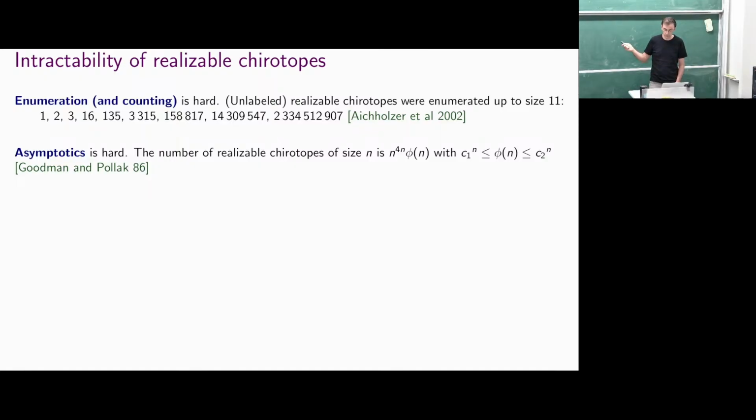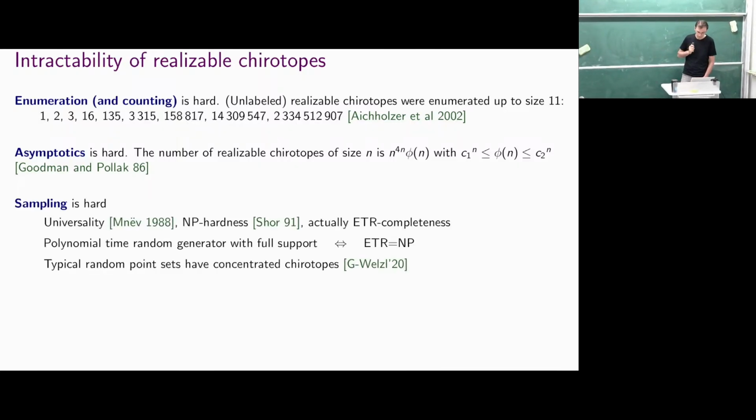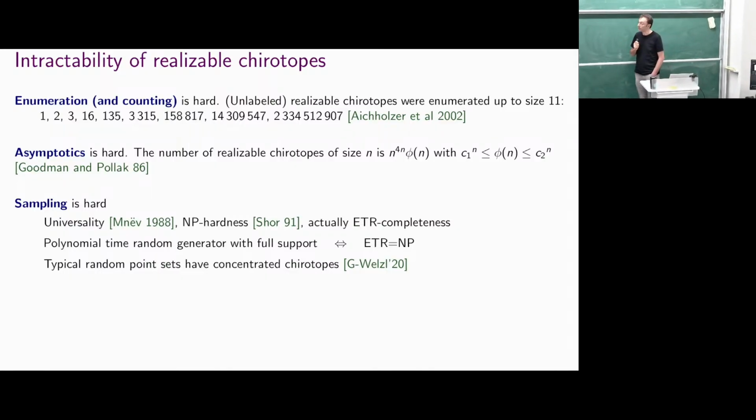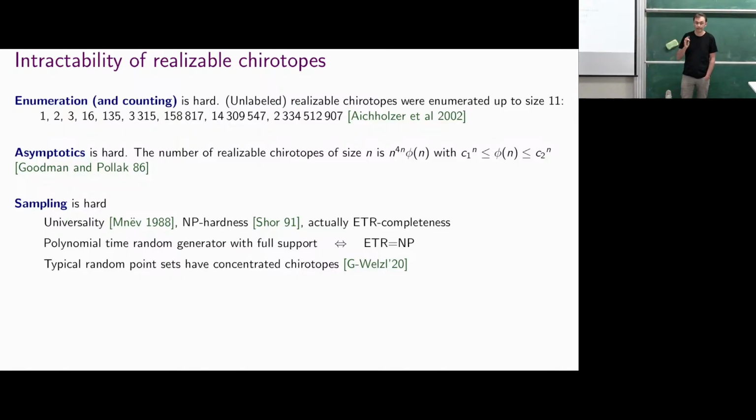That's the first non-trivial bound, and I'm not aware of any more recent bound or of any improvement on that. And even sampling is hard. Even if you want to just pick a realizable chirotope at random, not even uniformly, but just at random of size 20, it's actually more tricky than meets the eye. Okay?